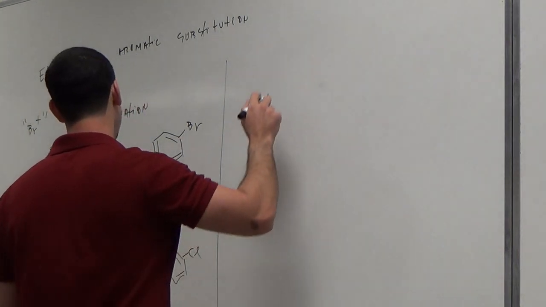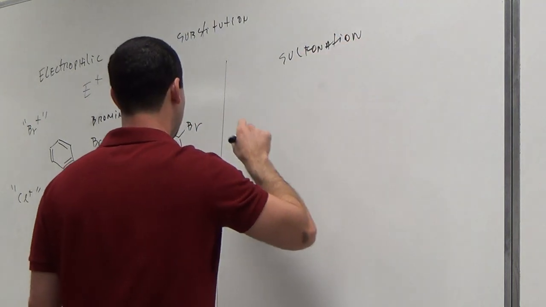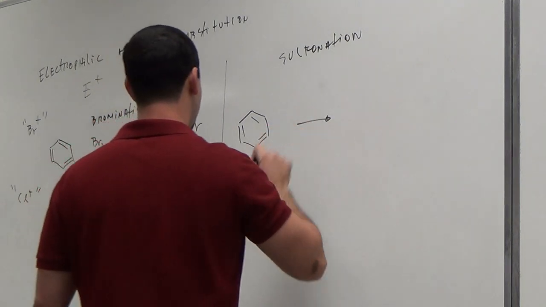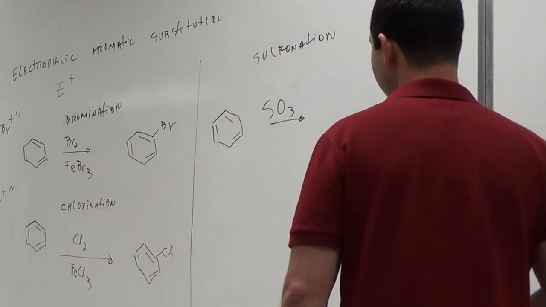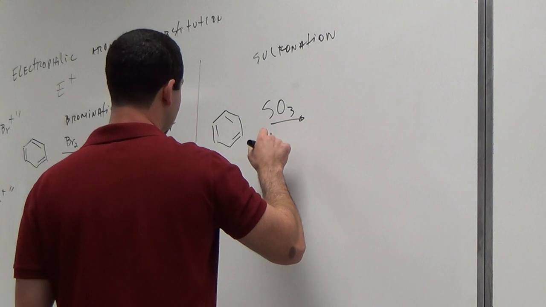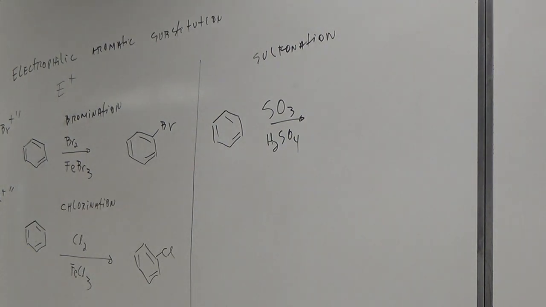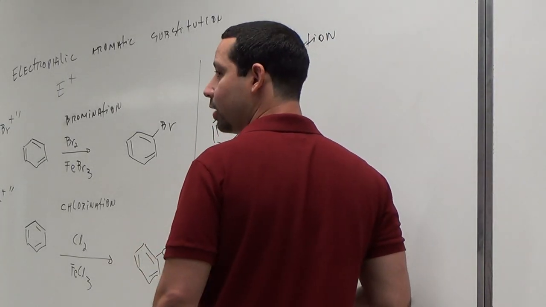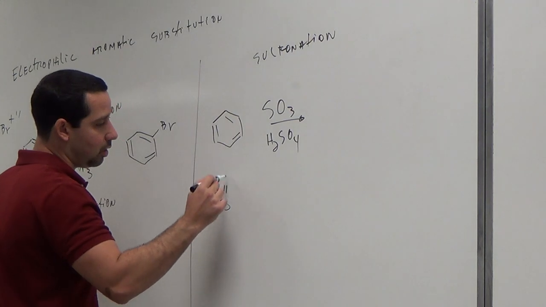The next one we are going to do is sulfonation. And we are going to have a benzene ring here. And I like to give you SO3 and sulfuric acid. It's nasty stuff. That is called the fuming sulfuric acid. SO3 is a gas. Okay? So the electrophile here is going to be SO3. It's not going to have a positive charge because SO3 looks like this.